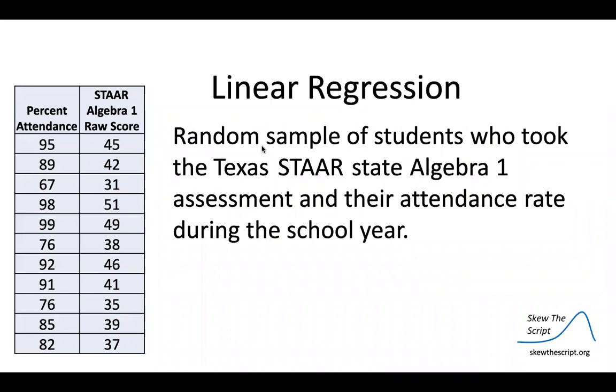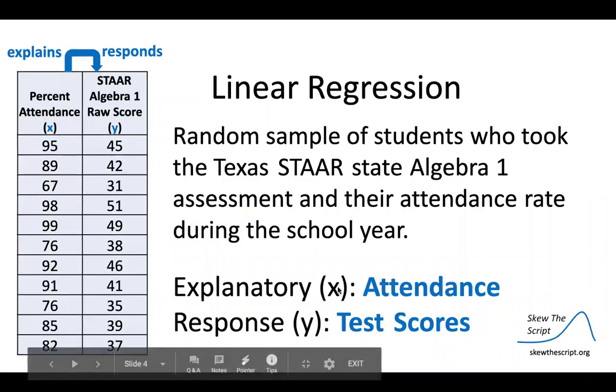So for linear regression, we're going to take a look at a random sample of students who took a Texas STAR test, Algebra 1 assessment. So this is like a standardized test, and then their attendance rate during that school year. The theory is that the attendance will explain, and then this test score is going to respond. So my explanatory X is the attendance, and the test scores are Y.